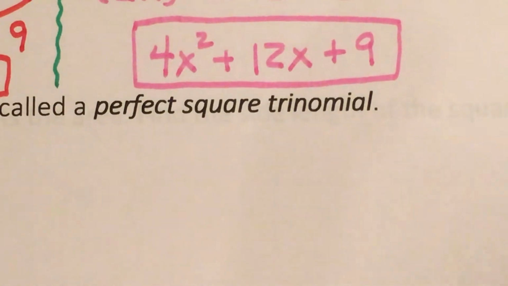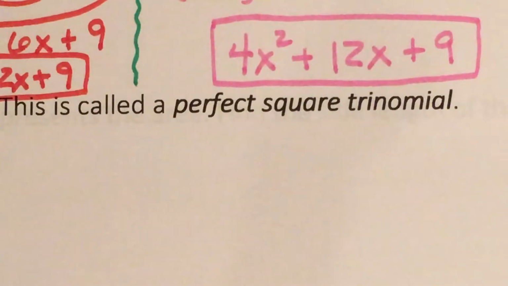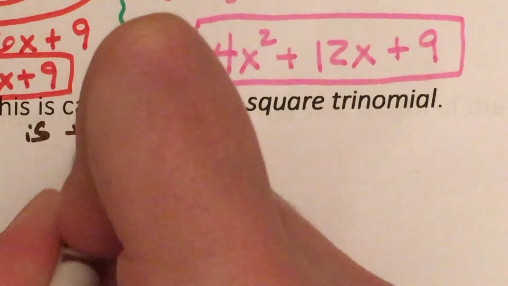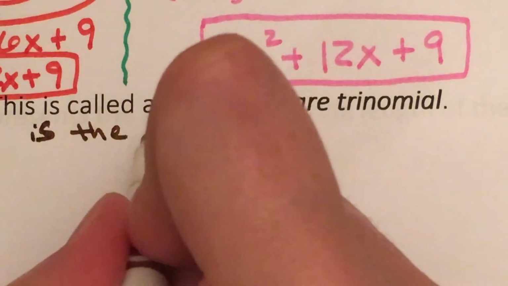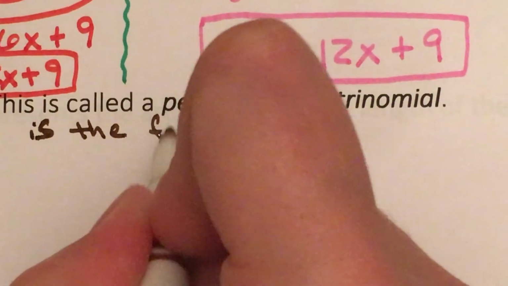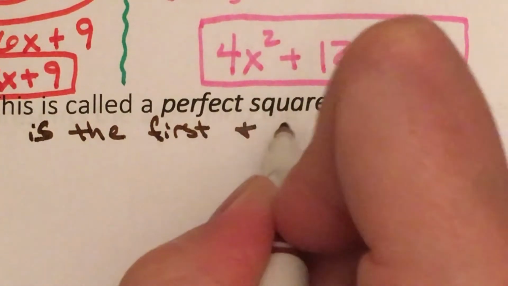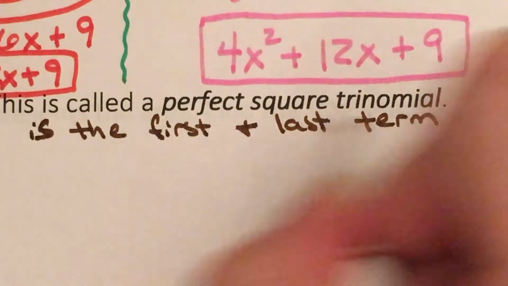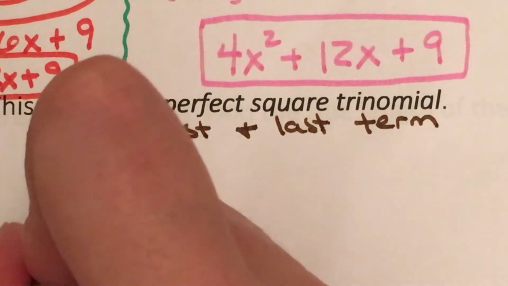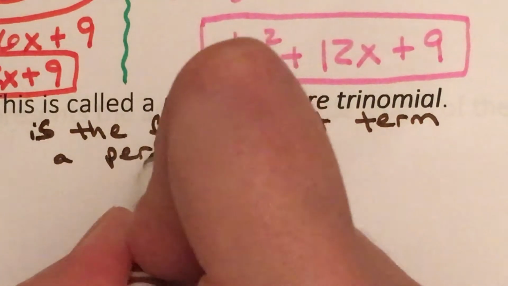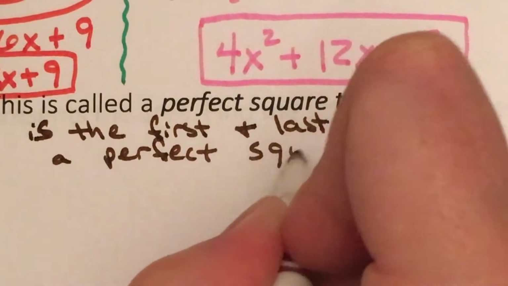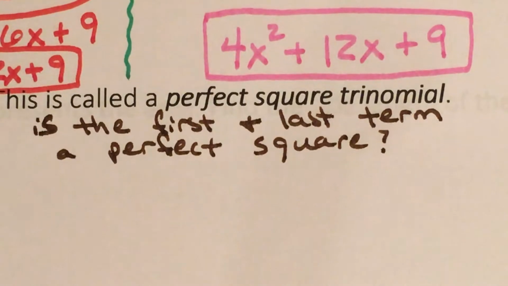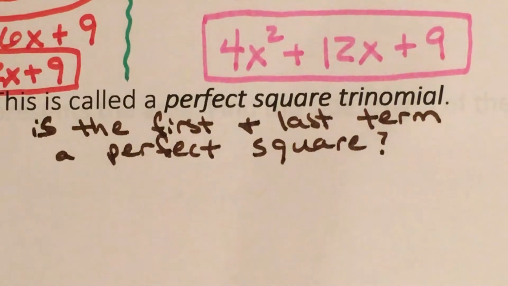So the question you ask yourself is, are the first and last terms a perfect square? That's the big question to answer these problems.